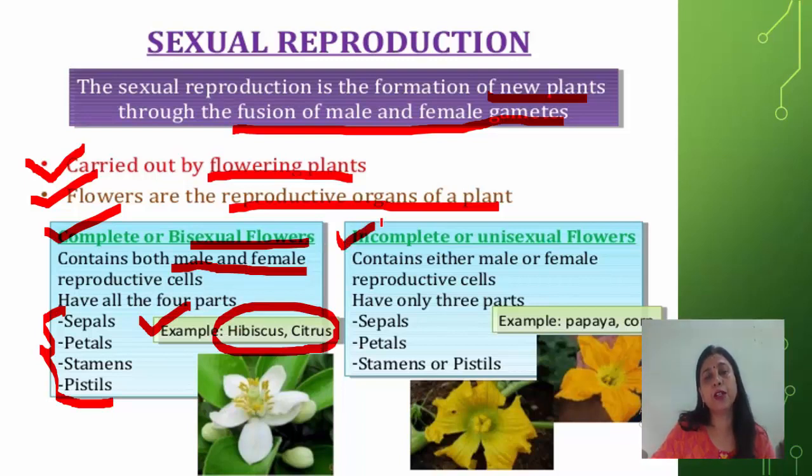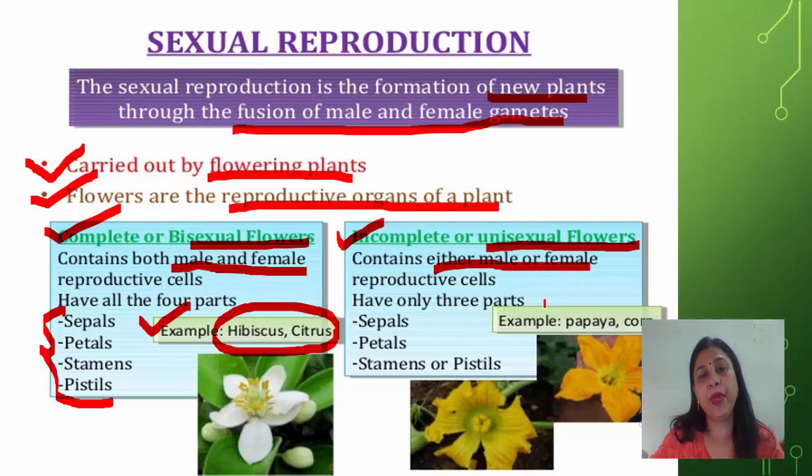Now, the second type of flowers are incomplete or unisexual flowers. Uni means one. If one sex is present, that means either they will be male or female. So they contain either male or female reproductive cells, and they have only three parts. Three parts means sepals and petals, which are present in both types of flowers, bisexual or unisexual.